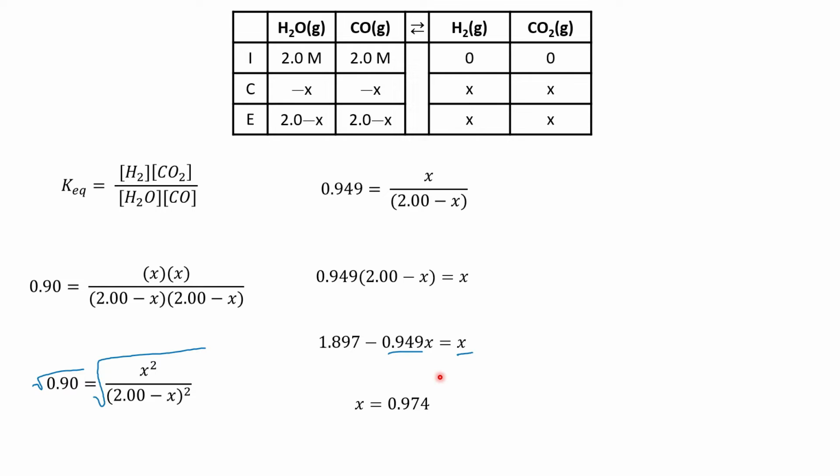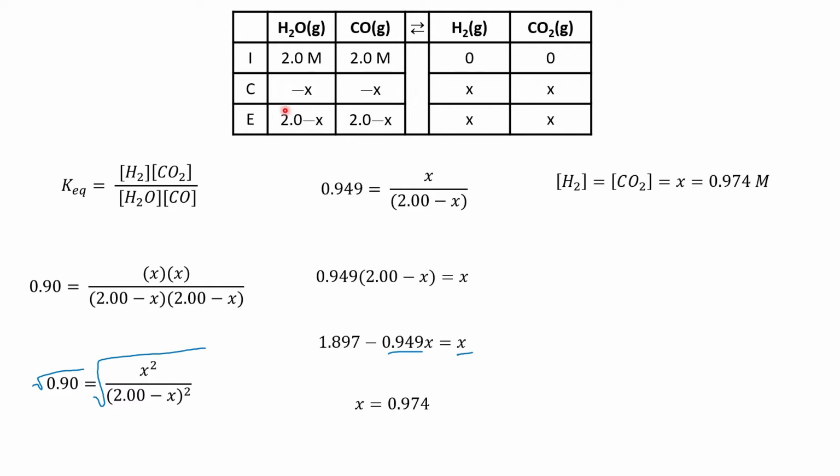Now let's remember what X is. Remember, we set X up to be our consumed or our changed. But the problem wanted us to calculate our equilibrium concentrations of our reactants and products. Well, let's start with the easiest. Let's start with our products, because our equilibrium concentrations of both hydrogen and carbon dioxide are the value of X. So our concentration of hydrogen is equal to our concentration of carbon dioxide, which equals X, which we just found, which is 0.974 molar.